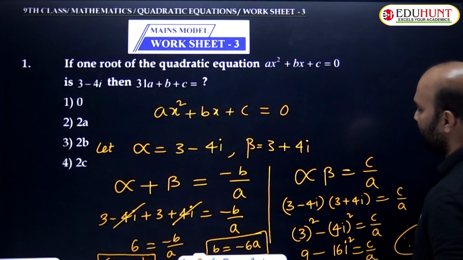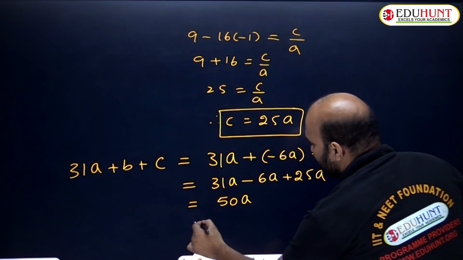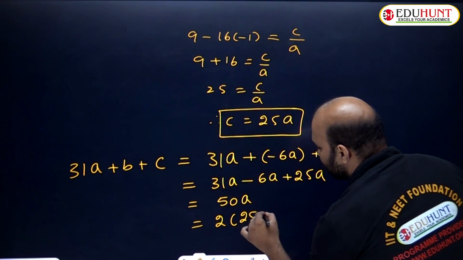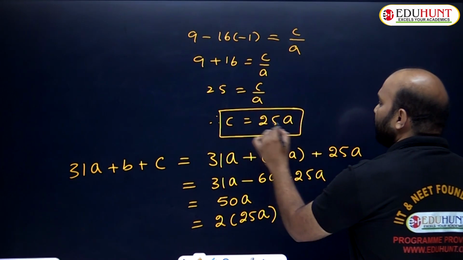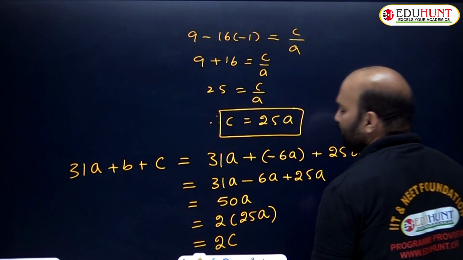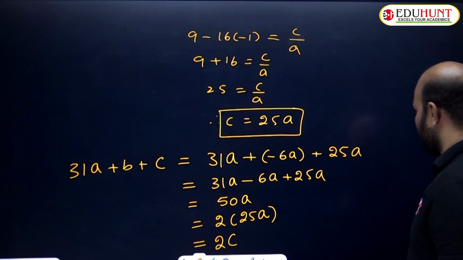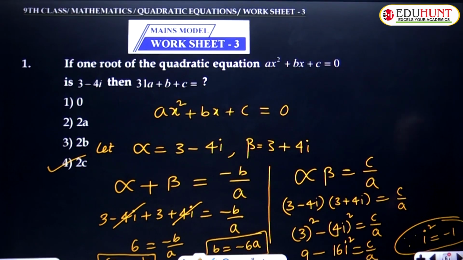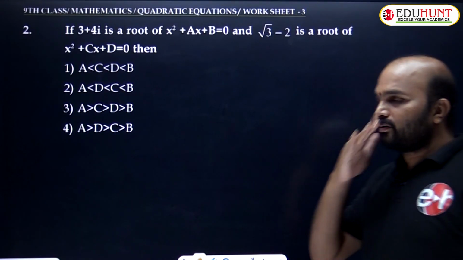But is 50a given as an answer? No, so clearly we need to understand. 50a can be written as 2 into 25a, and the c value is 25a, so it is 2 into c. So 31a plus b plus c equals 2c. 2c is already given, so option 4 is the right answer. Am I clear? So let's go to question number 2.